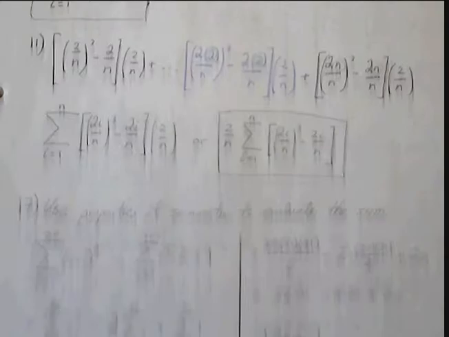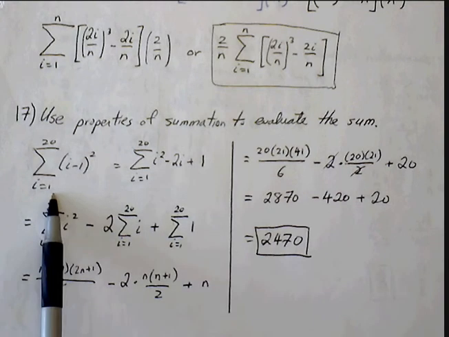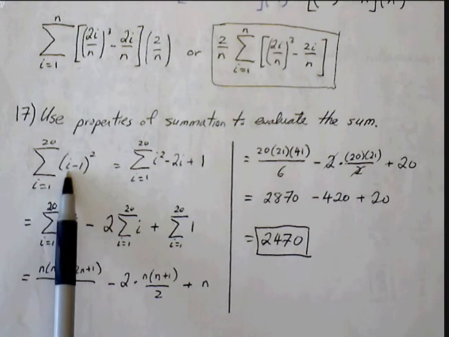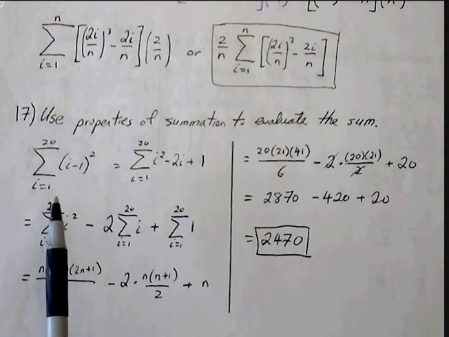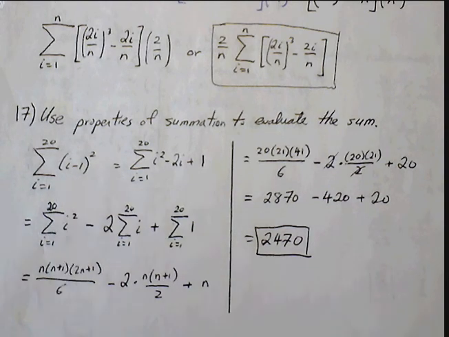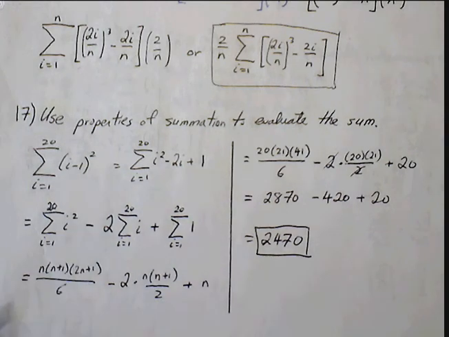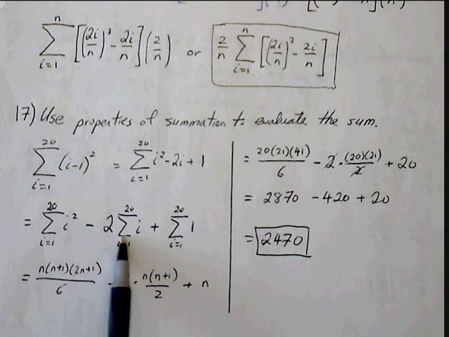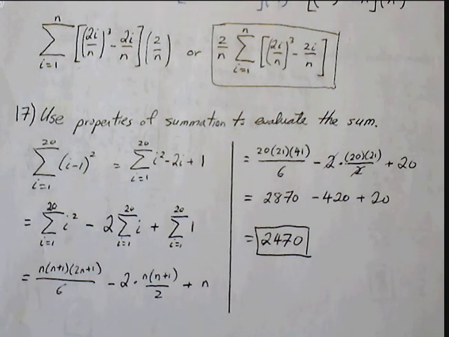Okay, 17. Use properties of summation to evaluate the sum. So we have i in the problem, so we want to apply the appropriate summation formula rules. But first, we want to try and FOIL this out, to split this up into separate terms. So i minus 1 quantity squared can be FOILed out as i squared minus 2i plus 1. I'm going to split this up into individual summations: the sum of i squared, the sum of i, and the sum of 1. And the 2 is a coefficient I can pull in front.